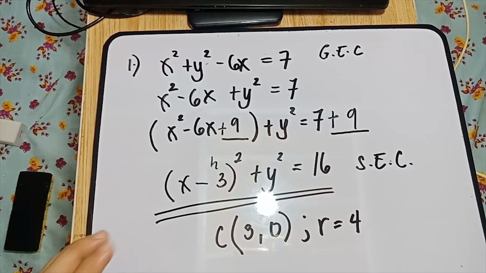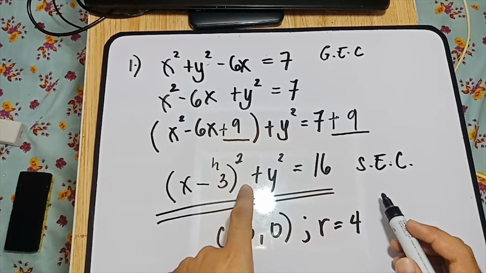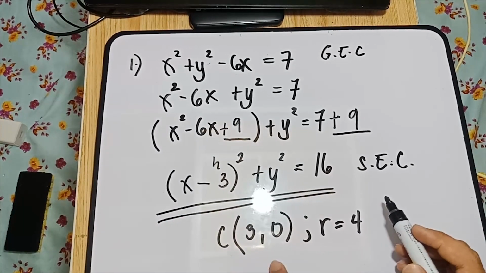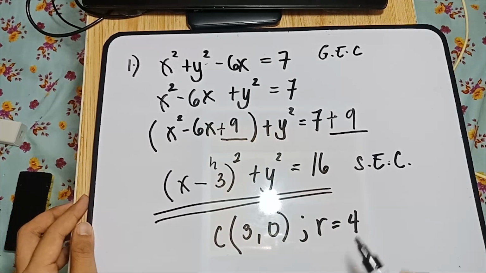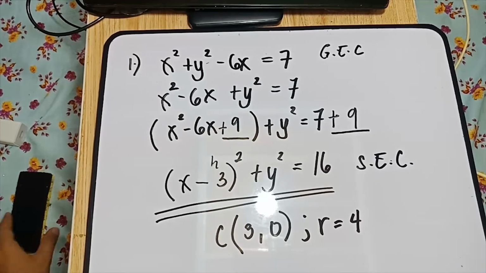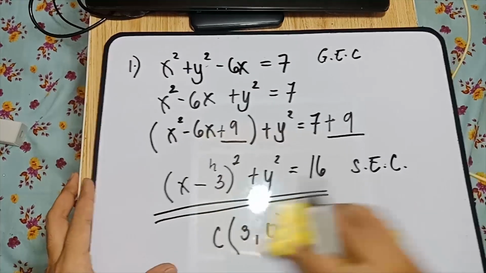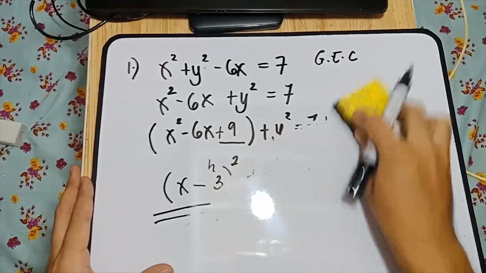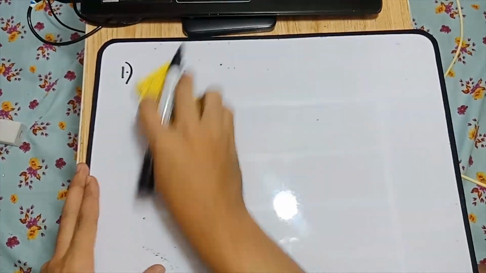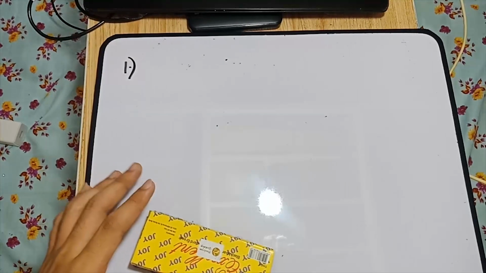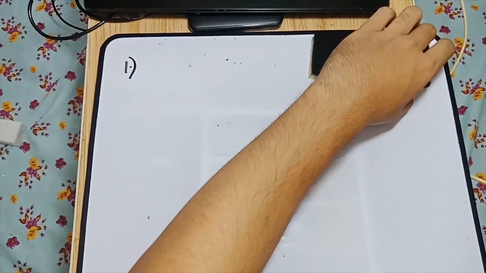So, nakuha natin yung standard equation of a circle. At the same time, nakuha natin yung center at saka yung radius. And that is how we transform general to standard. Another example natin, number 2, ganun pa din, from general to standard pa rin yung gagawin natin.